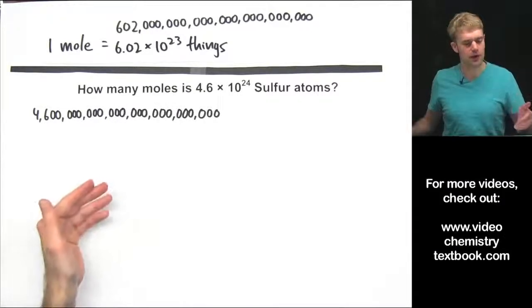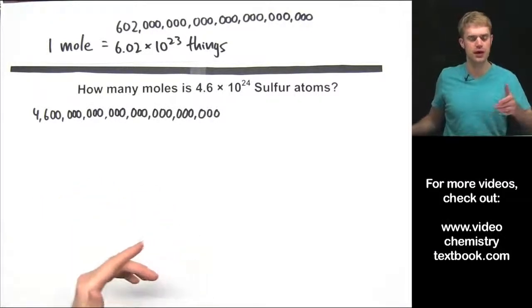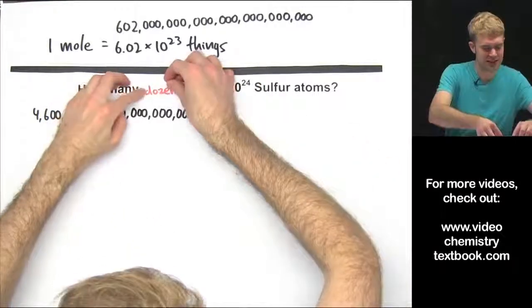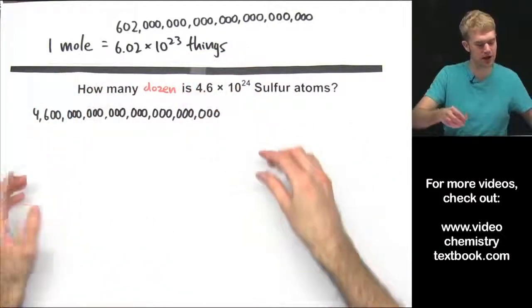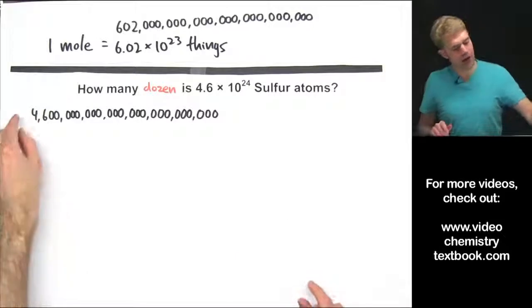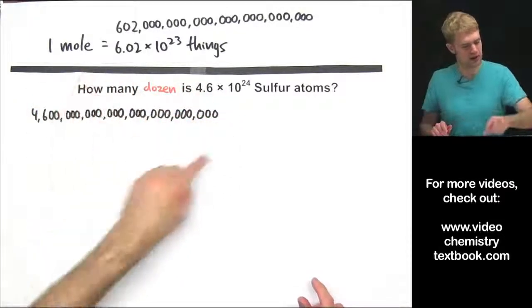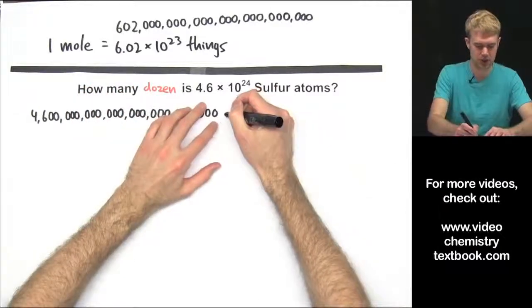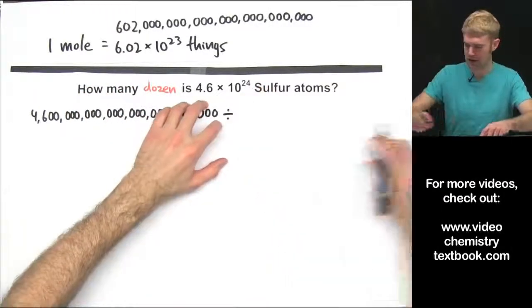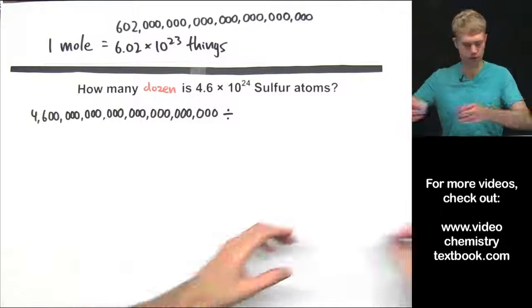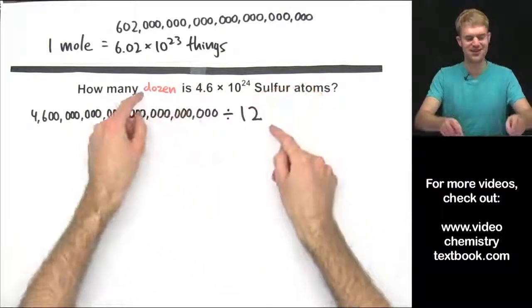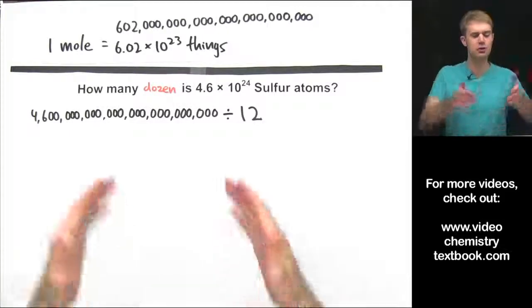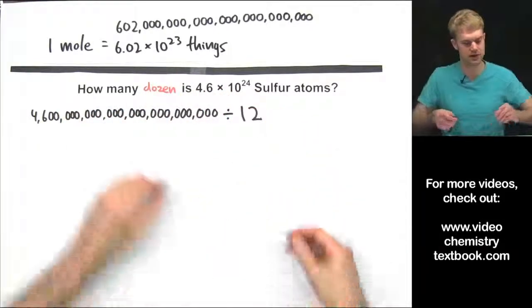As we did before, instead of jumping right to moles, let's do this common sense approach where we think about what we would do if instead of moles, we were talking about dozen. If we want to know how many dozen this big number were, we'd recognize that there are 12 things in a dozen, and so we would divide this number by 12. We want to know how many times 12 would go into this number. So we're going to be dividing by the number of things in a dozen.